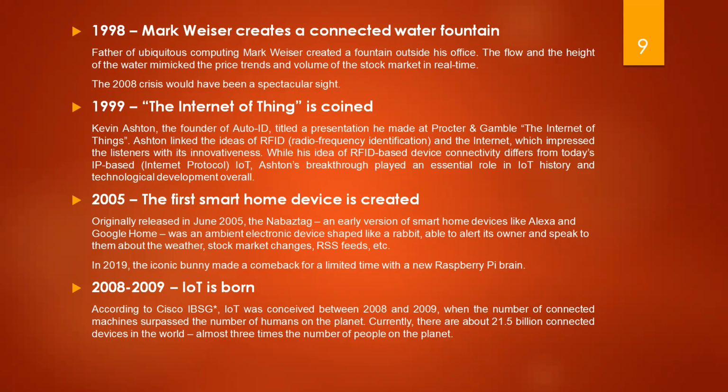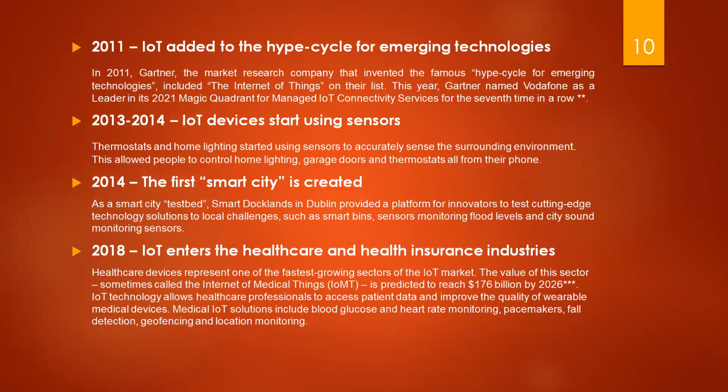In 2011, IoT was added to the hype cycle for emerging technology. In 2011, Gartner, the market research company that invented the famous hype cycle for emerging technologies, included the Internet of Things on their list. This year, Gartner named Vodafone a leader in the 2021 Magic Quadrant for Managed IoT Connectivity Services for the seventh time in a row.